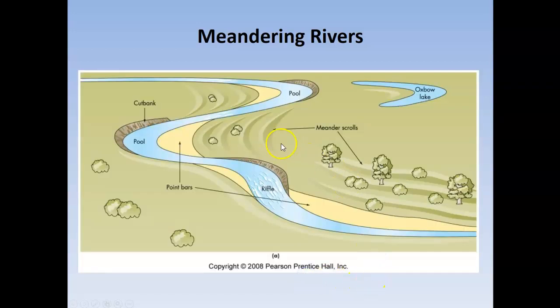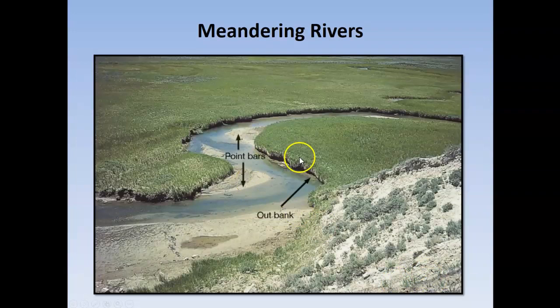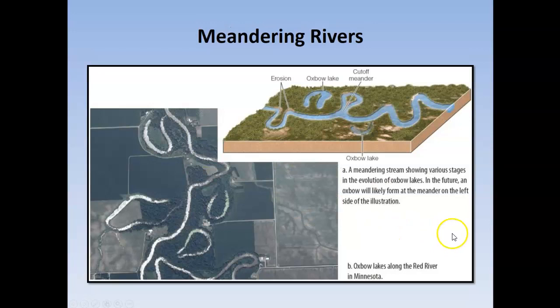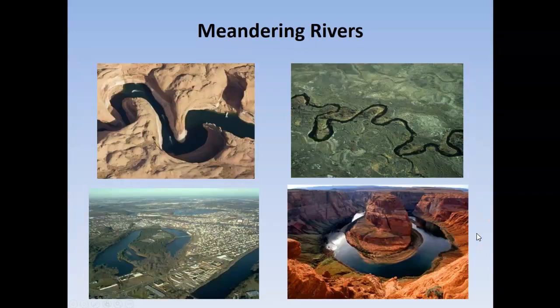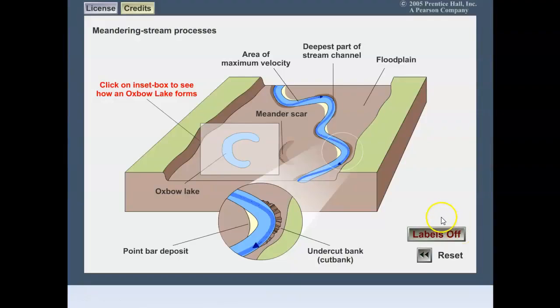So just a few other images, right? Cut bank, point bar, cut bank, point bar, cut bank, that kind of thing. Some real images, so some smaller streams still have those features. Outside bend is the cut bank, inside bend is the point bar. More images.